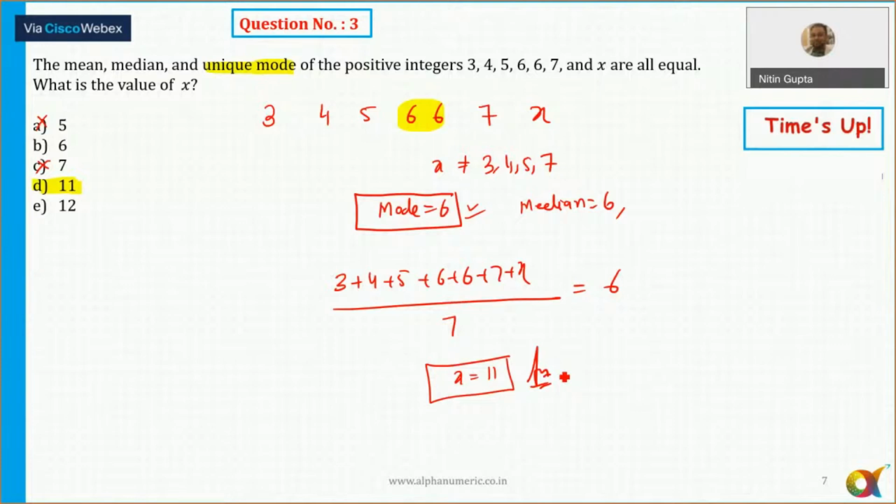And remember here the value of x is equal to 11. And always keep an eye, there is one more thing which is important. With x equal to 11, my sequence will be 3, 4, 5, 6, 6, 7, and 11. And is the median 6? Yes, my median is also 6. That's the case.